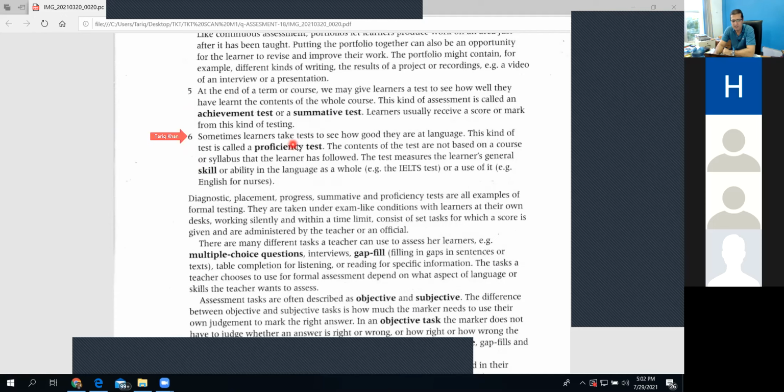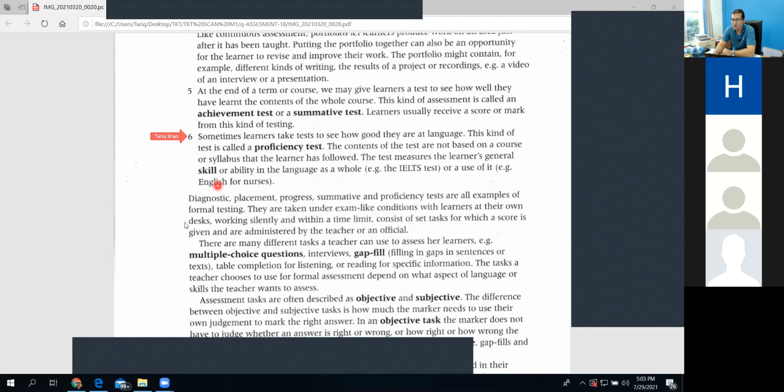Number 6, sometimes learners take tests to see how good they are at language. Sachi, Sujika, this question is coming. You have to keep it in mind again, and you have to tell me. This kind of test is called a proficiency test. The content of the test is not based on a course or syllabus that the learner has followed. The test measures the learner's general skills and ability in the language as a whole. For example, the IELTS test or the like. For example, English for nurses.